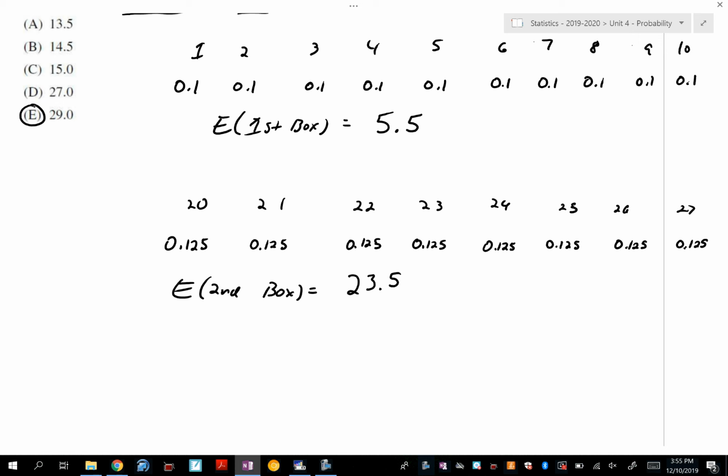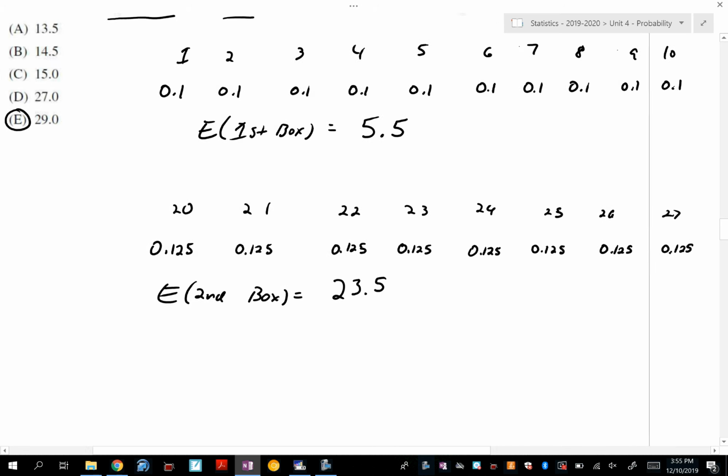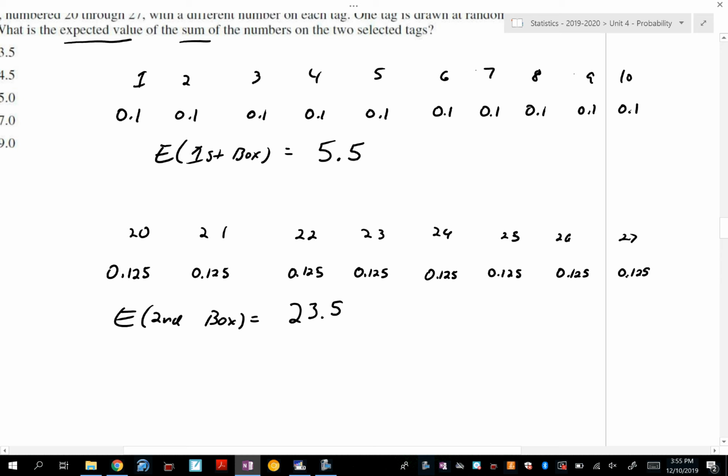Okay. Let's move on to the last two. Yeah, how did you get 55? Oh, 5.5. I didn't get 55. I did 1 times 0.1 plus 2 times 0.1 plus 3 times 0.1 plus 4 times 0.1 all the way. Same thing with 23.5. 20 times 0.125 plus 21 times 0.125.